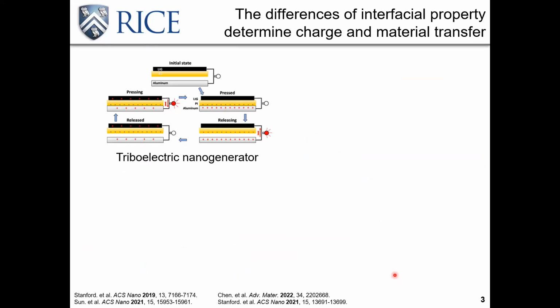The reason why we are so interested in the surface modification in different systems is because the interfacial property difference can determine the charge and material transfer during the interaction. As you can see from the scheme, when two materials are brought into contact with each other, the electron can be exchanged from the tribo-positive to the tribo-negative material. In this case, from the metal to the polymer because of the difference in electronegativity. And this is the principle for the triboelectric nanogenerator.